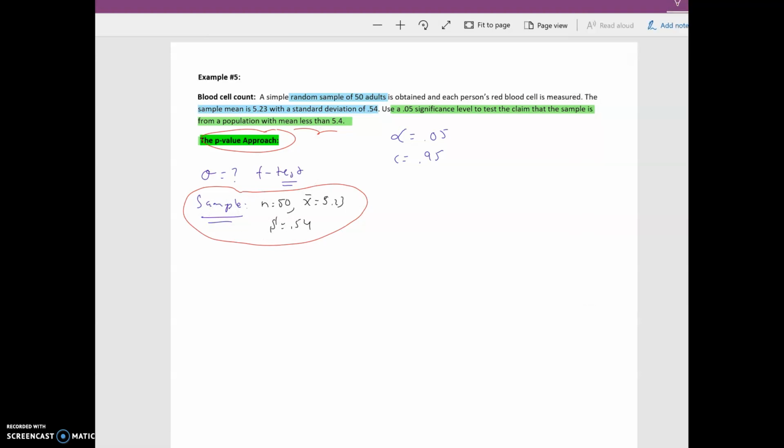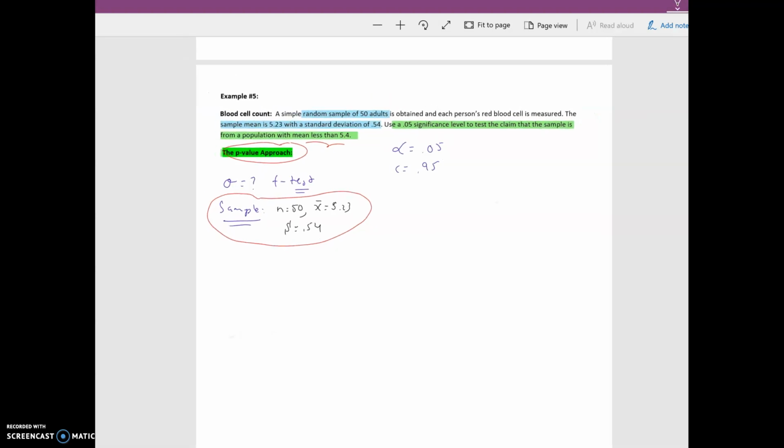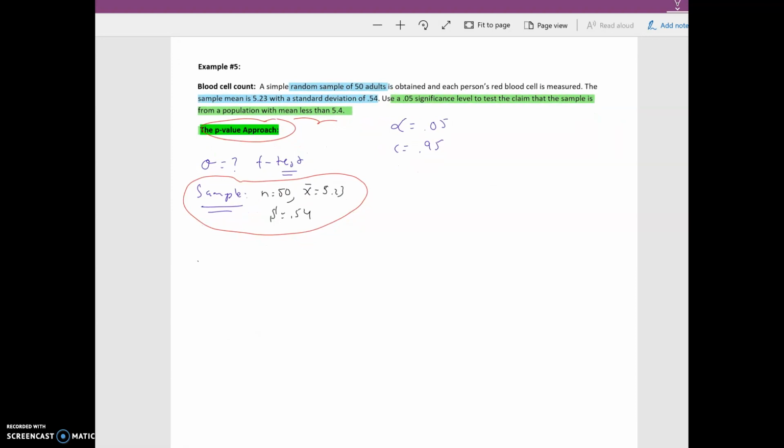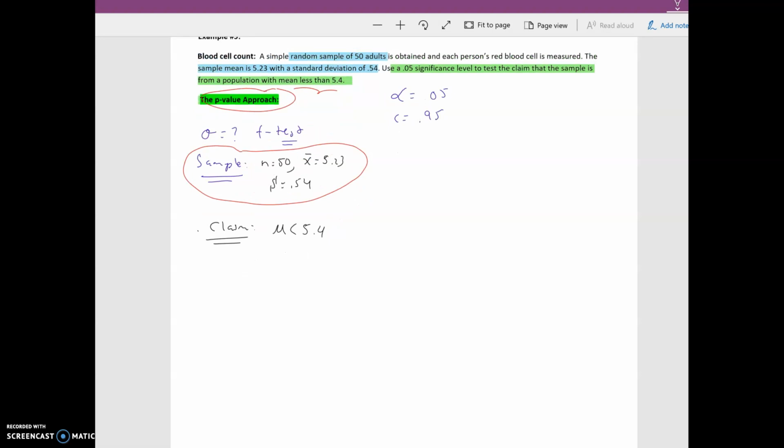So in terms of the p-value approach, you're still going to have to show the following. You're still going to start with the claim, and the claim is that the mean is less than 5.4. And you're still going to have H0 and HA, or H1. In this scenario, let me write them here. H0 is that mu is equal to 5.4. And HA is that mu is less than 5.4. I'm following that based on what is given for the claim. So in this case, the mean is less than 5.4.